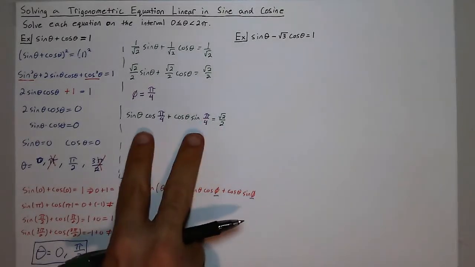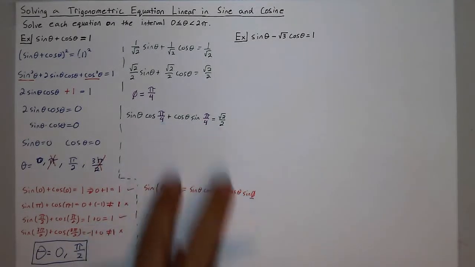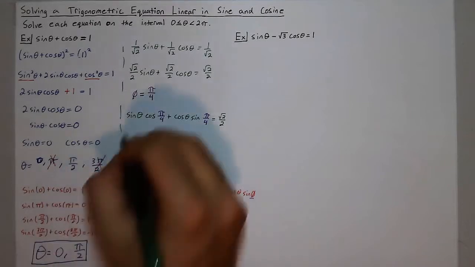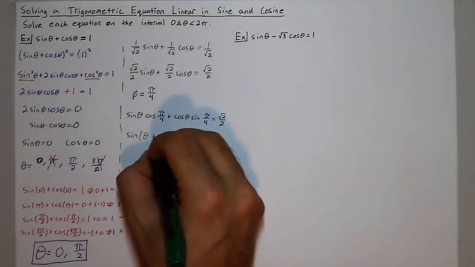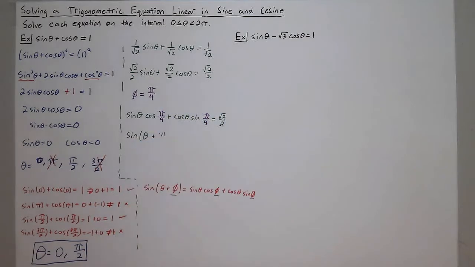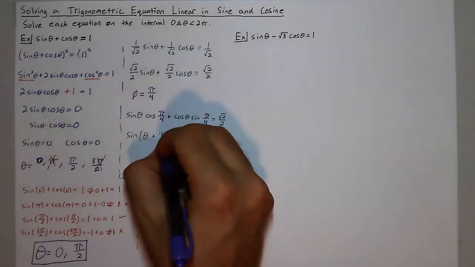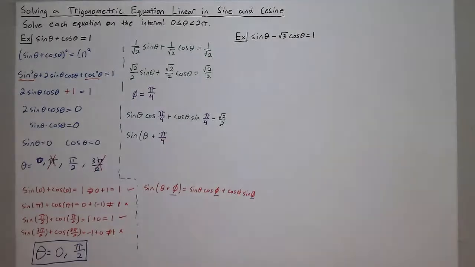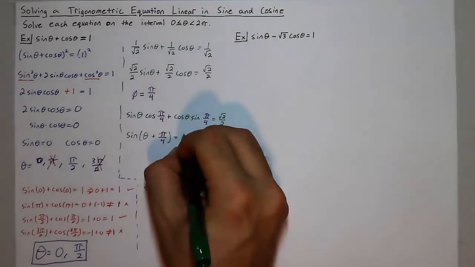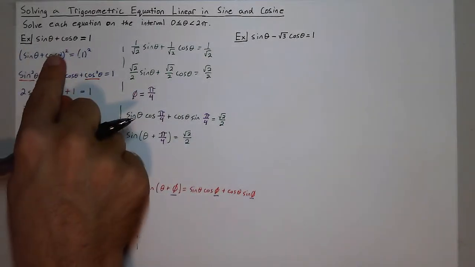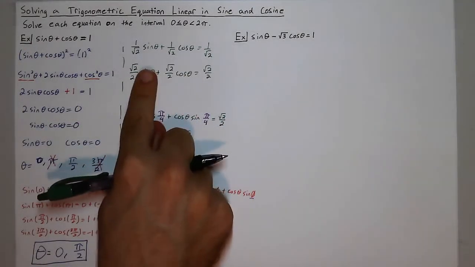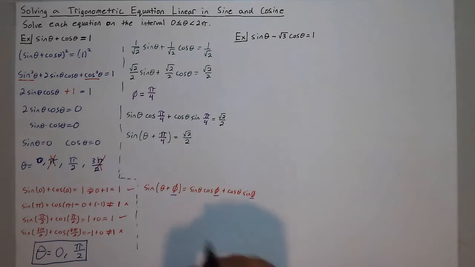So now I have this formula set up, but now instead of phi, I can use pi over 4. So it just becomes sine of theta plus pi over 4 is equal to the square root of 2 over 2. And now I have not altered the equation by squaring. I have just multiplied each side by the same value, so I shouldn't have any extraneous solutions when I go to solve this.